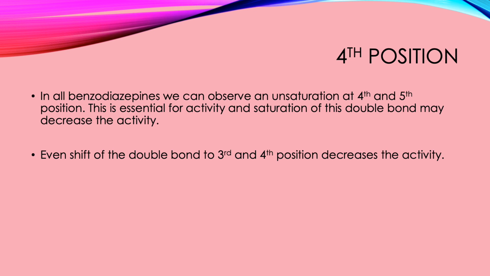At the fourth position in all benzodiazepines, we can observe an unsaturation at fourth and fifth position. This is essential and required for activity, and saturation of this double bond may decrease the activity. So it has to remain a double bond to promote CNS depressant activity.